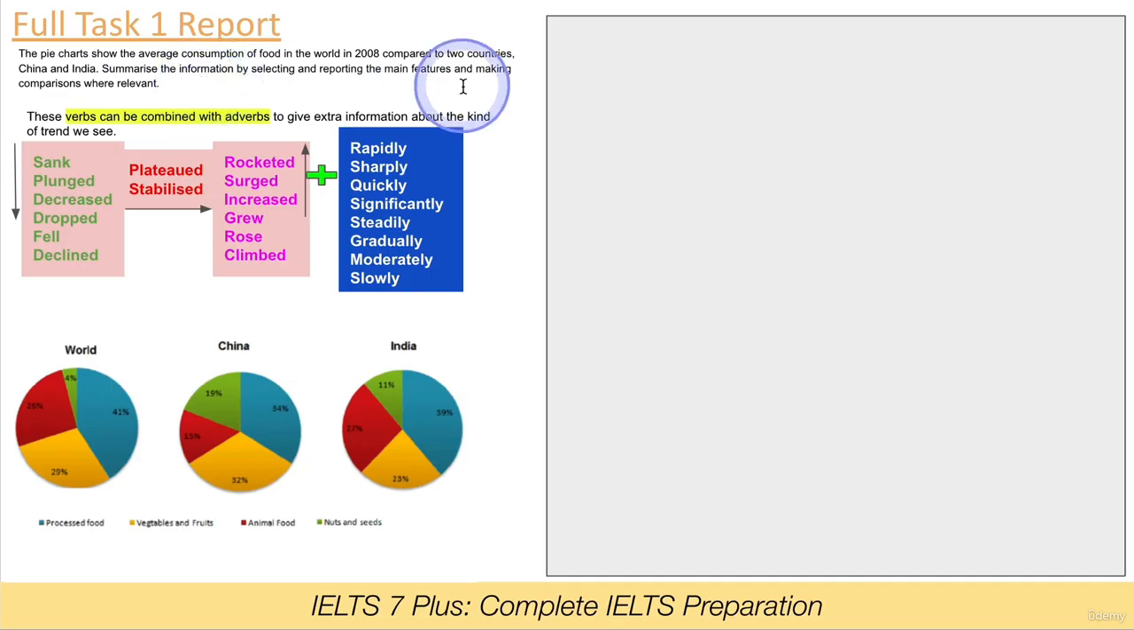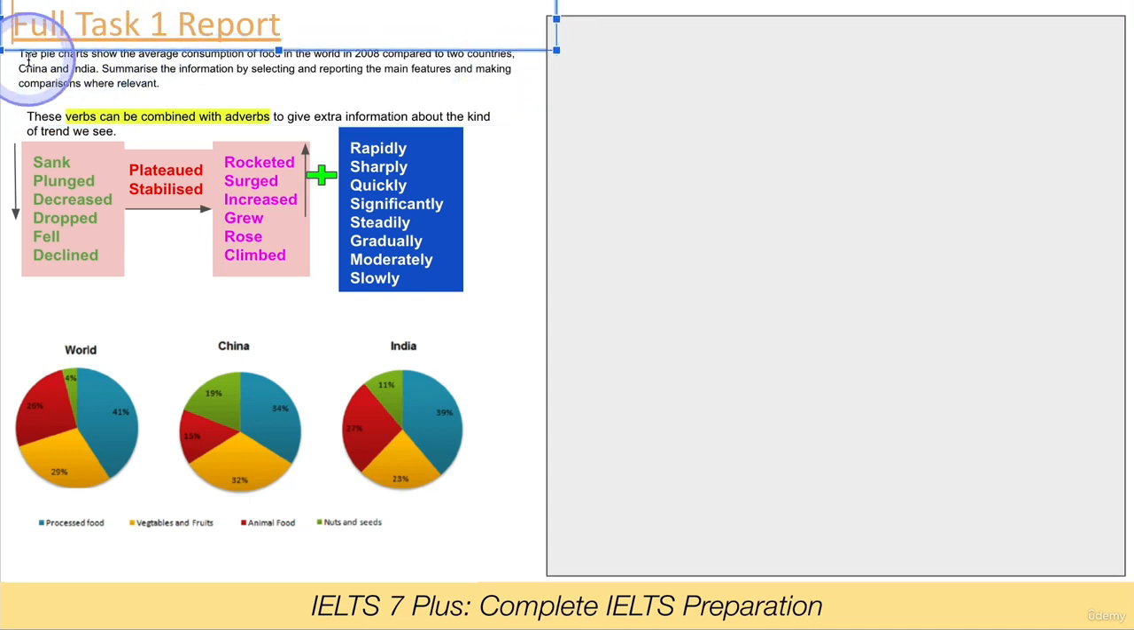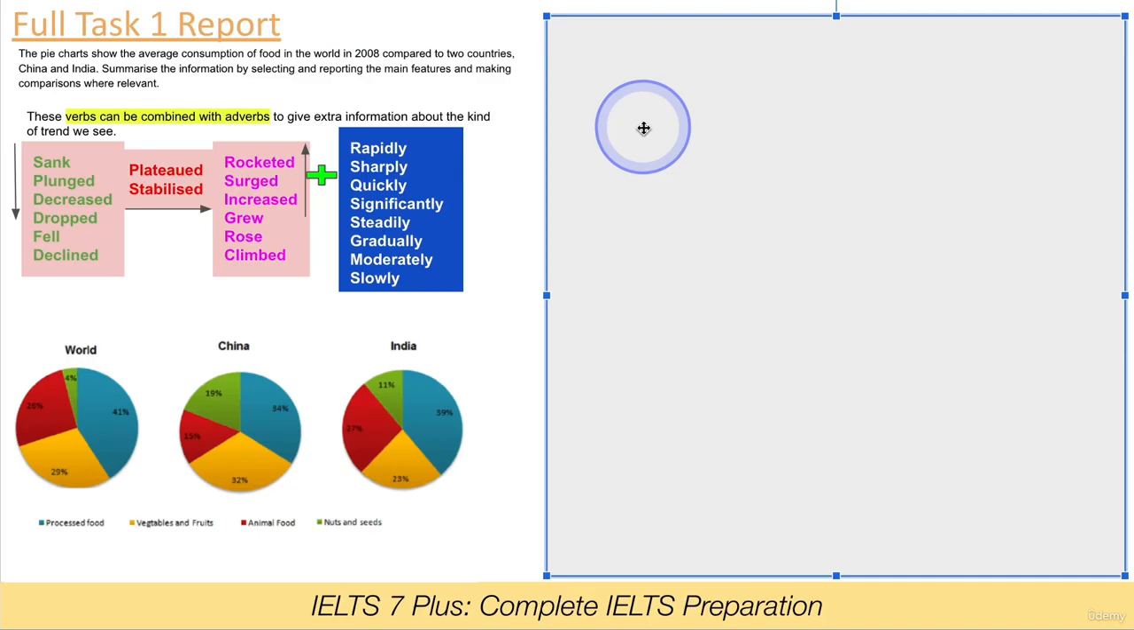Okay, so what do we need to do in task 1? Well, the first thing we need to do is something really important. We need to paraphrase this first sentence here. The pie charts show the average consumption of food in the world in 2008 compared to 2 countries. Okay.